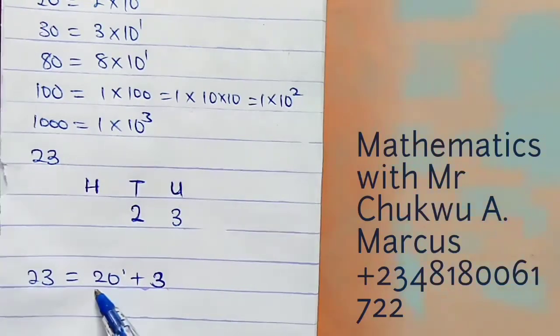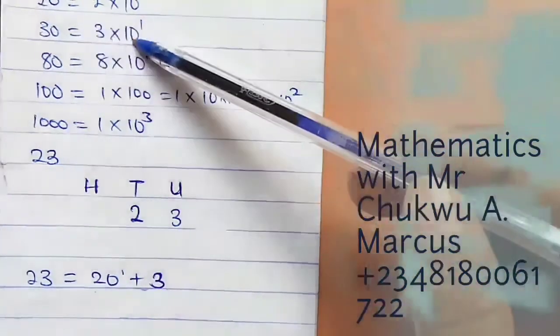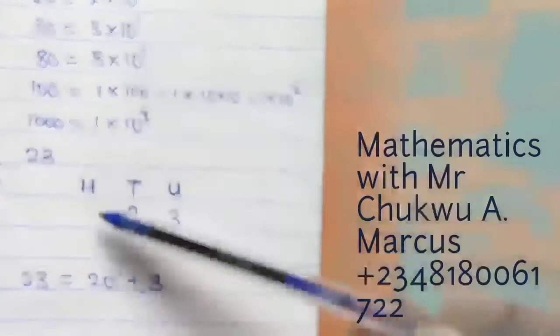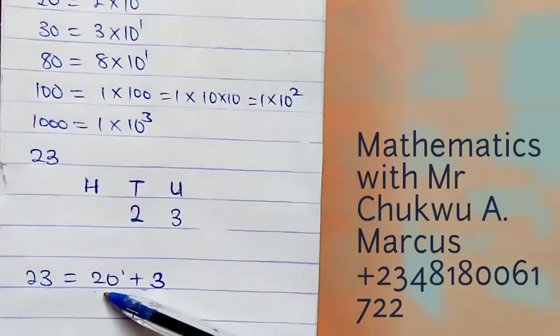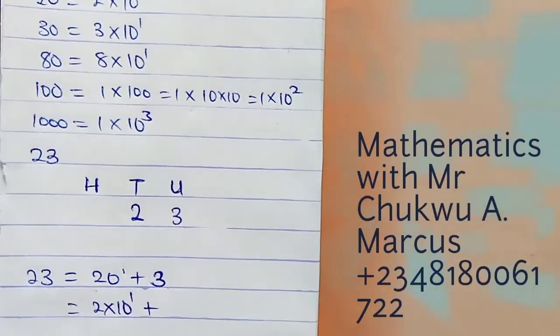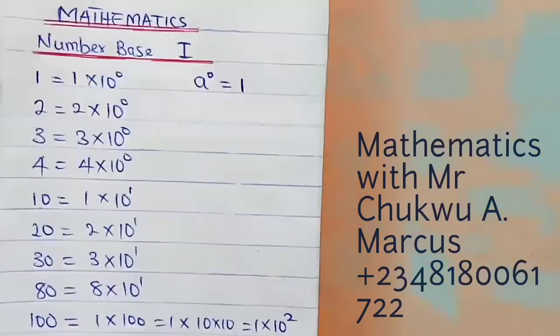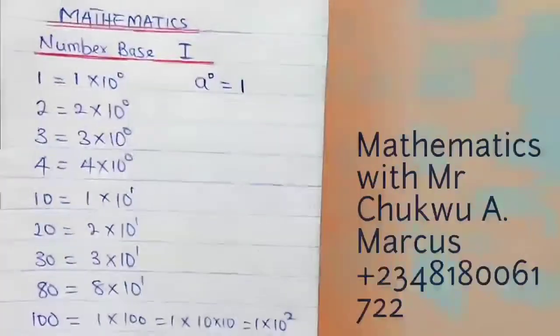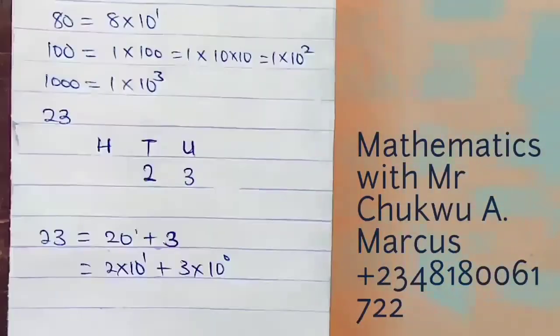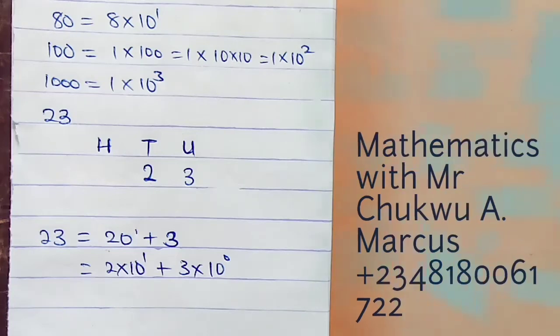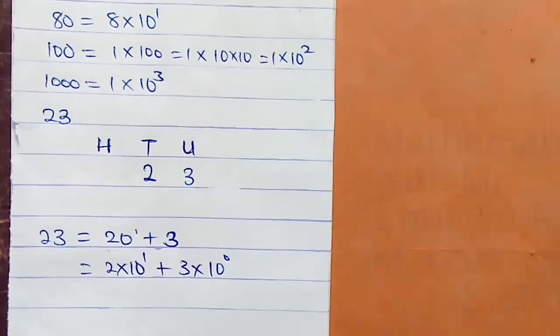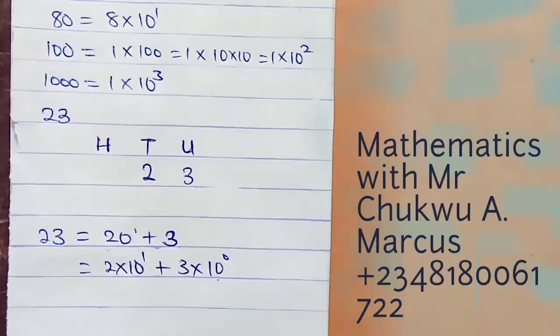Here, this 20 will look more like this 30 here, 3 times 10 raised to the power 1. Therefore, here we're going to have 2 times 10 raised to the power 1. And the 3 will look like this. What we have done is what we call expansion: expanding a number in base 10. Since we are using 10, we are expanding this number in base 10.